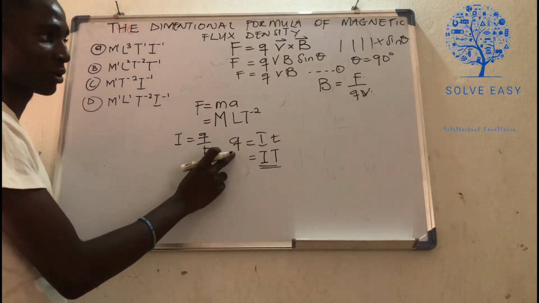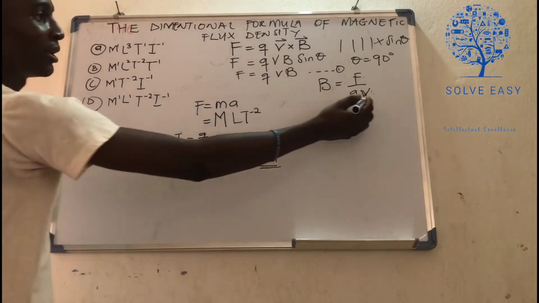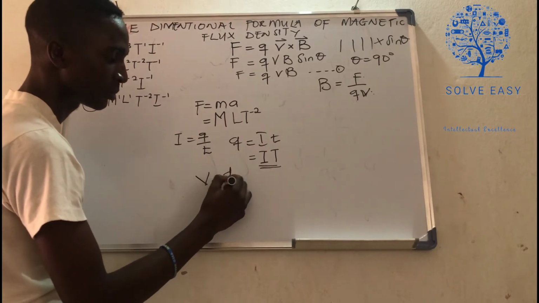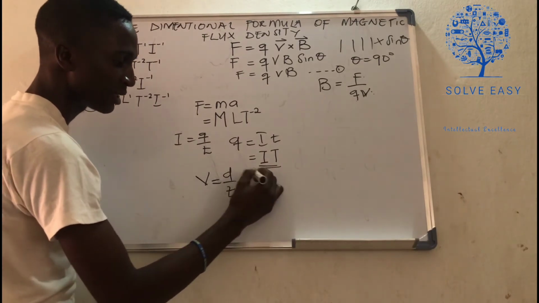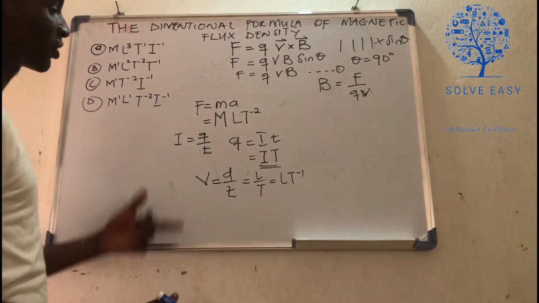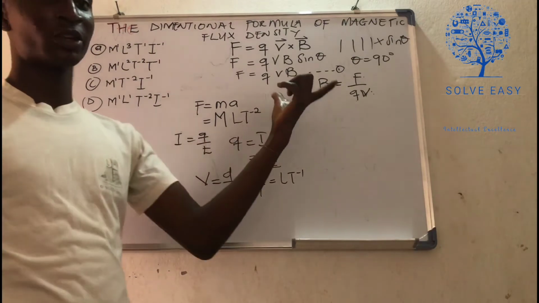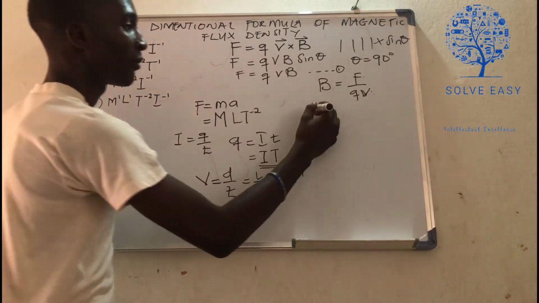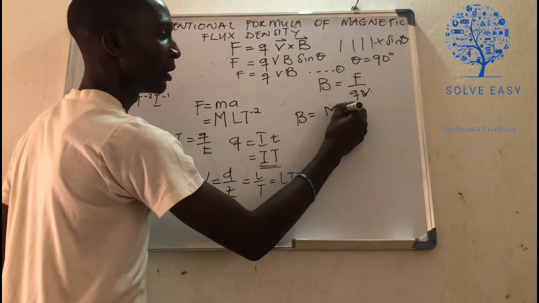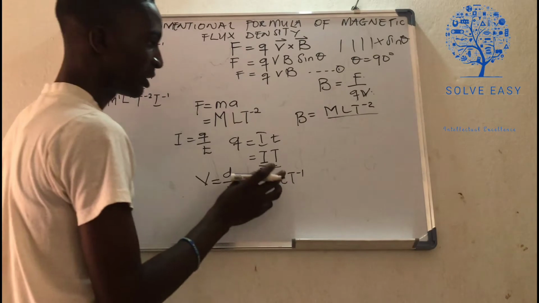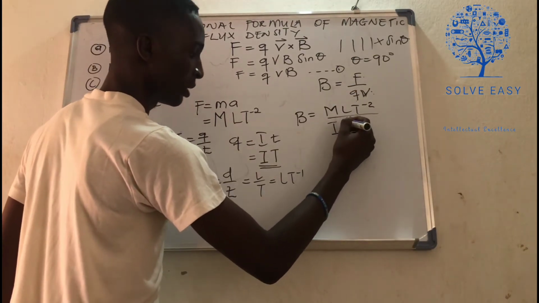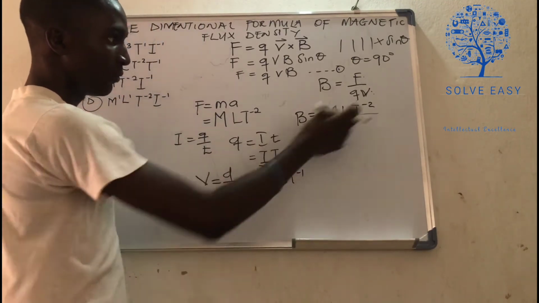Now to get for our velocity, speed of charge is equal to displacement all over time, and this is L over T. I'm writing it as LT minus 1. So we have gotten the dimension for our three variables here. So let's apply them to the formula. So B is equal to, for the first we got MLT minus 2. This is MLT minus 2. And beneath it I'm having my quantity of charge here, IT, and for my speed V, I'm having LT minus 1.